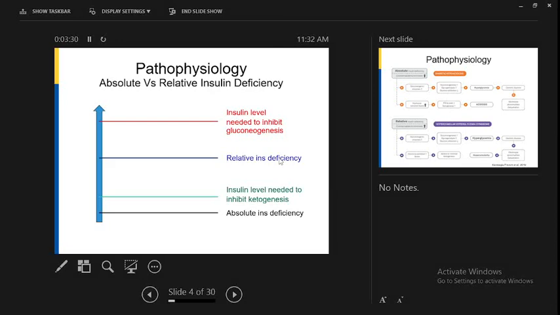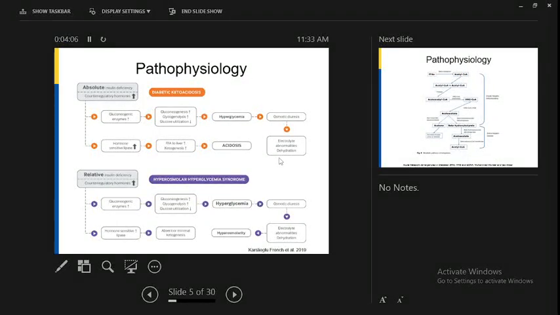But in conditions like type 2 diabetes, you have only relative insulin deficiency, because you have insulin but your insulin can't work, and you don't have enough insulin to inhibit gluconeogenesis and glycogenolysis. But you have a level above that needed to inhibit ketogenesis. So in that entity, you don't get ketogenesis, but you get gluconeogenesis and glycogenolysis. With that background information, you can explain the pathophysiology of diabetic ketoacidosis and the hyperosmolar hyperglycemic state.